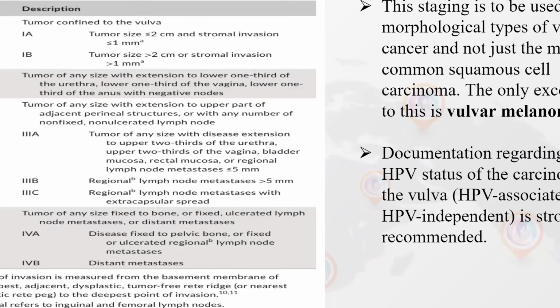4A is in case it is fixed to the pelvic bone, or fixed or ulcerated regional lymph node metastasis, and 4B is in case of distant metastasis. So remember here, in case it involves the pelvic lymph nodes, it also accounts as your distant metastasis, because the regional lymph nodes only refers to the inguinal and the femoral lymph nodes.